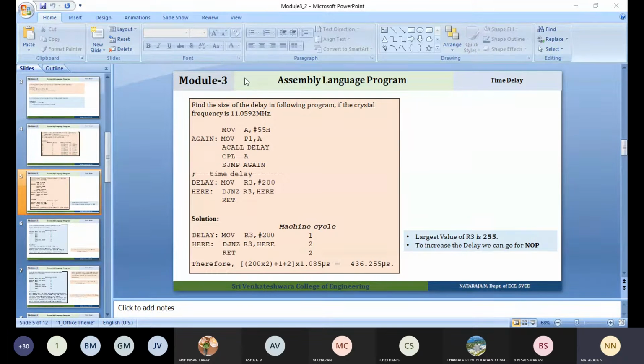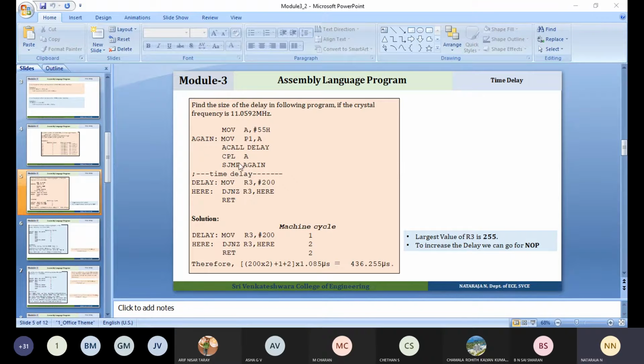if we find the time, 1.085 microseconds is the time to execute one machine cycle. To execute one machine cycle, it takes so much time. With respect to that, we are going to calculate the machine cycles. Okay, this is the basic problem. For each instruction we are going to calculate.